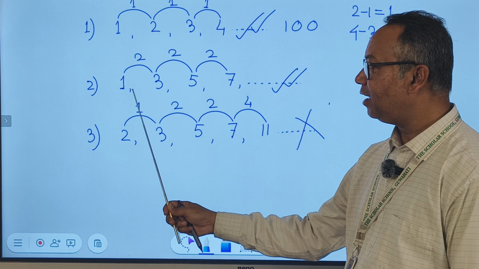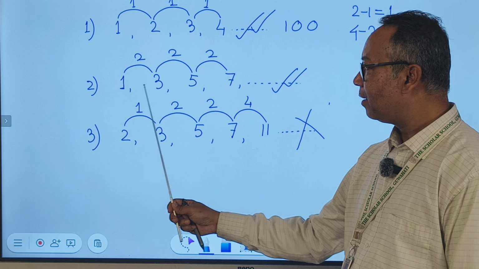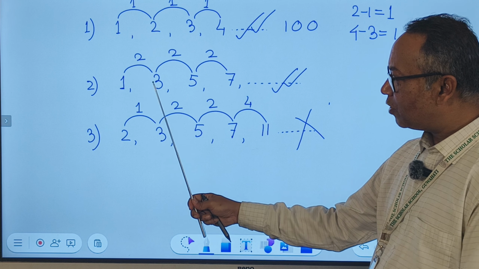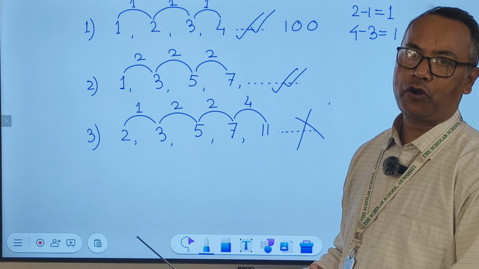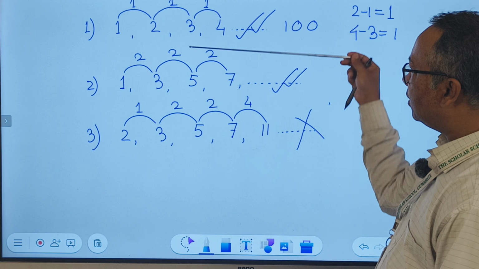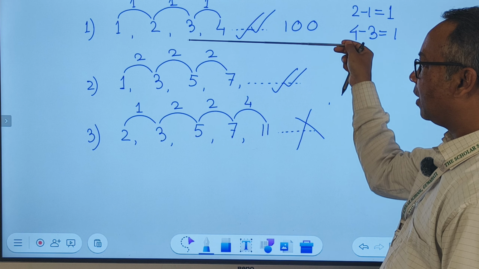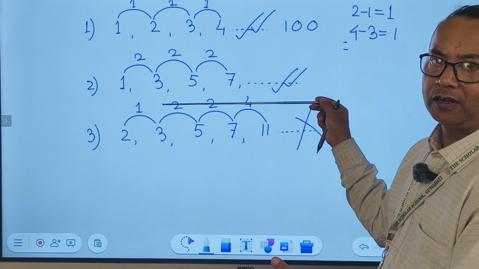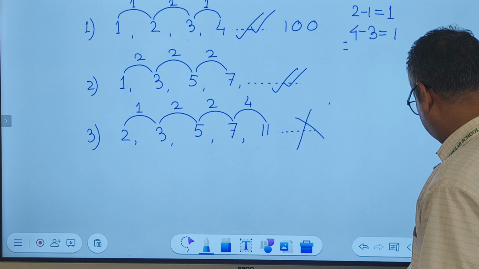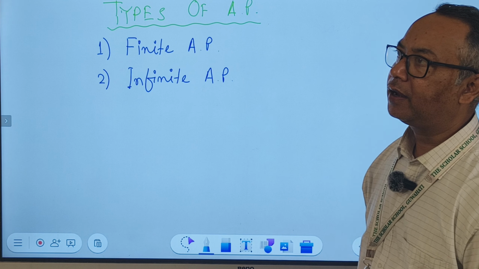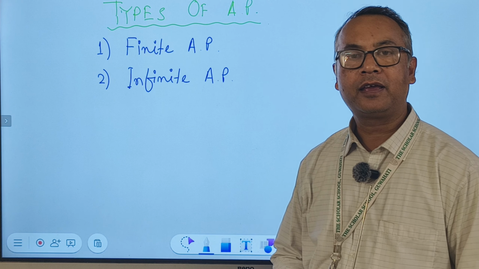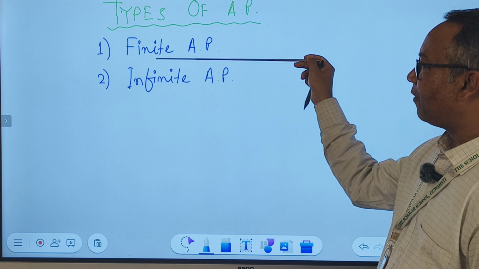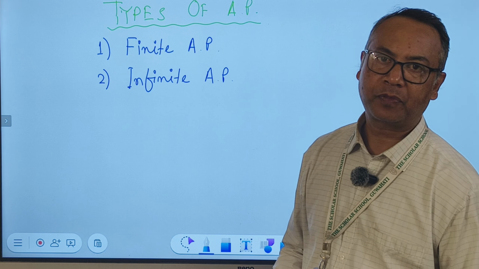But in this particular case, see, the initial number is there, but there is no final number. This means this particular sequence of numbers goes on and on and on. So this is the finite one and this is infinite, because this particular sequence goes on infinitely. So on the basis of whether the given sequence of numbers is finite or infinite, there are two types, the finite AP and infinite AP. Okay?